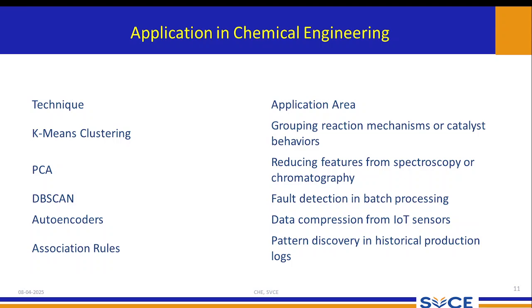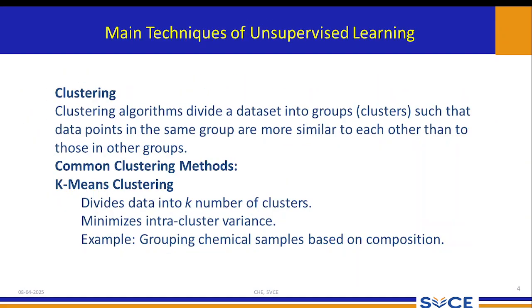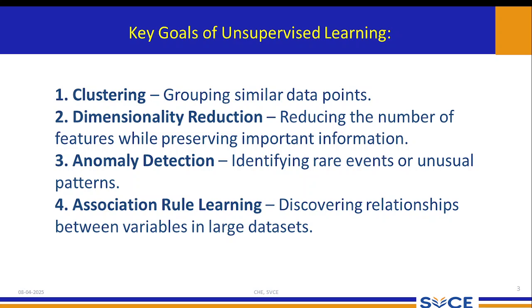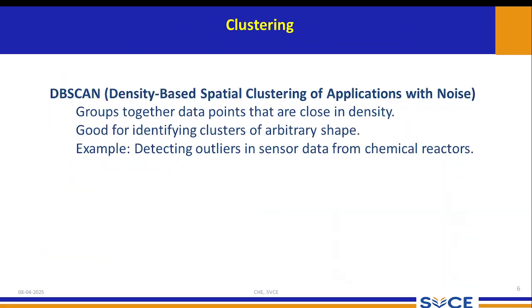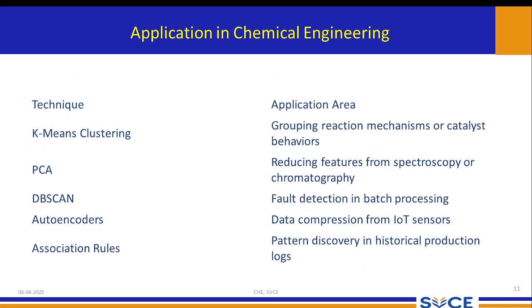So K-means clustering comes under clustering, and principal component analysis, DBSCAN, and autoencoders come under the anomaly detection or what you called the second point, dimensionality reduction, where principal component analysis comes into the picture, and the last one is association rule mining. In K-means clustering, the application area with respect to chemical engineering is grouping reaction mechanisms or catalyst behavior. So we can segregate the catalyst behavior according to K-means clustering.